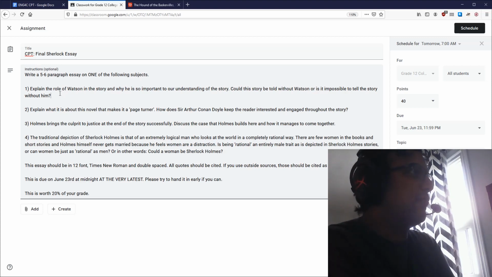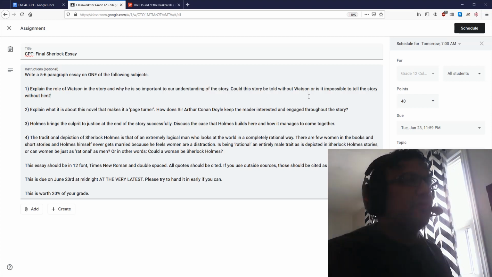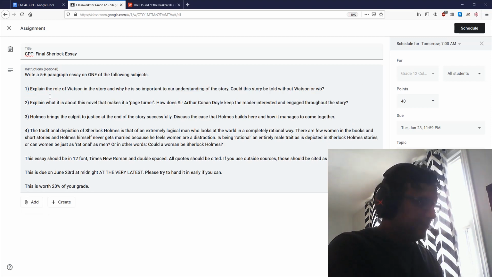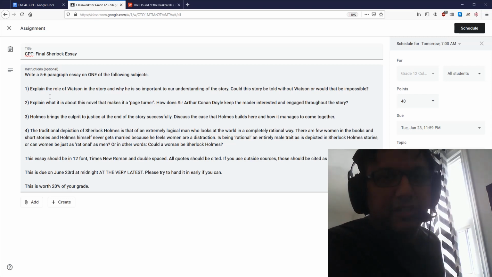First question is, explain the role of Watson in the story and why he's so important to our understanding of the story. Could this story be told without Watson, or would that be impossible? Let me just make that a little bit more clear. That'd be impossible. There we go. I think that's a little better.